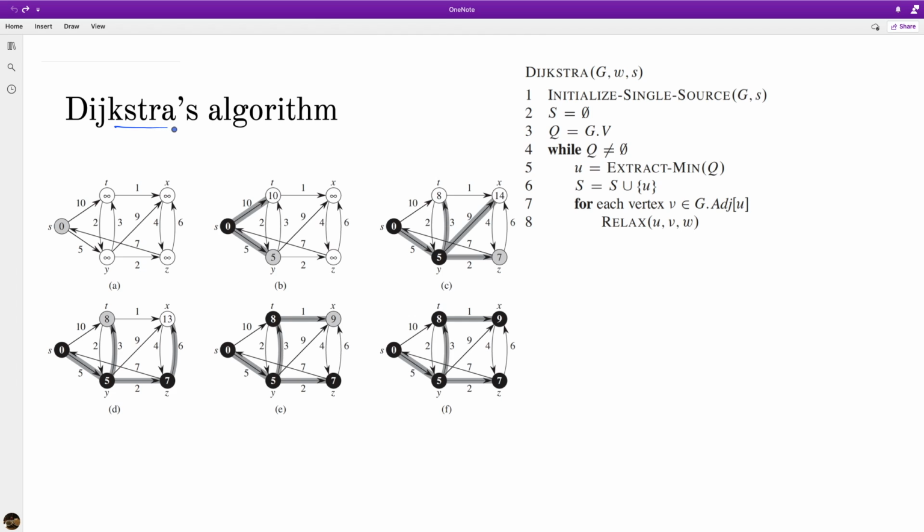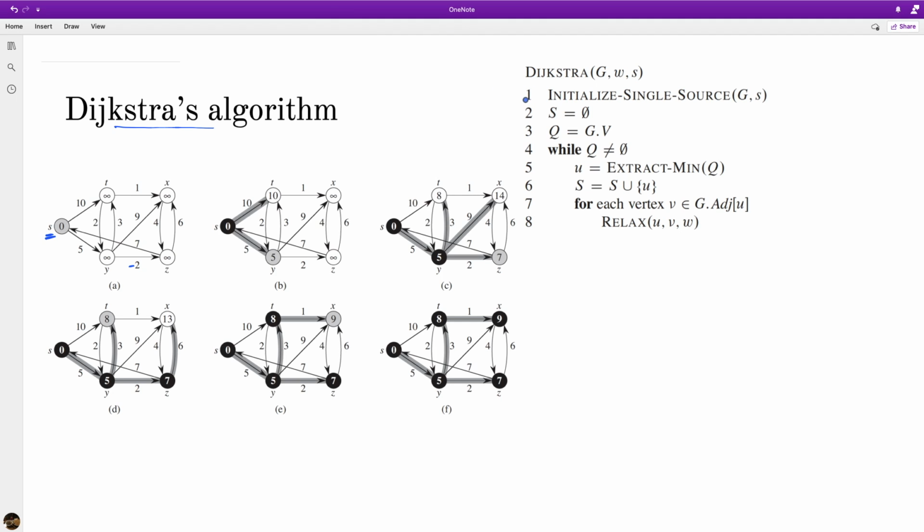Dijkstra's algorithm for finding shortest path between a source vertex and all other vertices in a graph works only when the edge weights are non-negative. So if any of the weights in the graph were negative, then Dijkstra's algorithm fails to find the shortest path from the starting vertex to all the vertices in the graph.